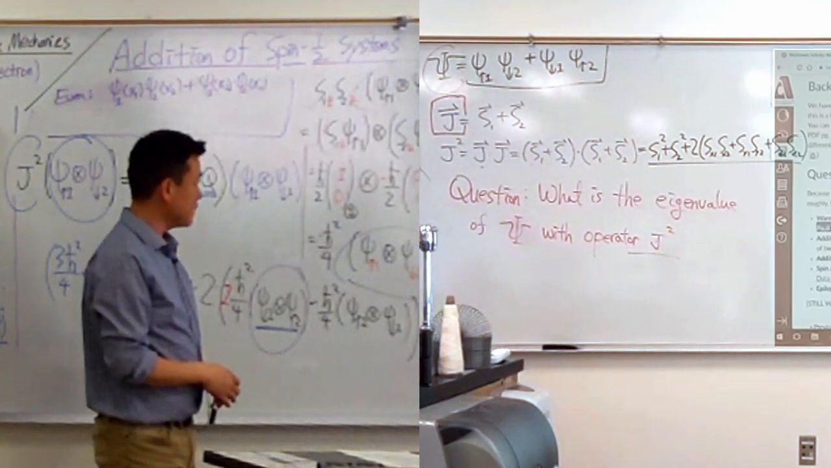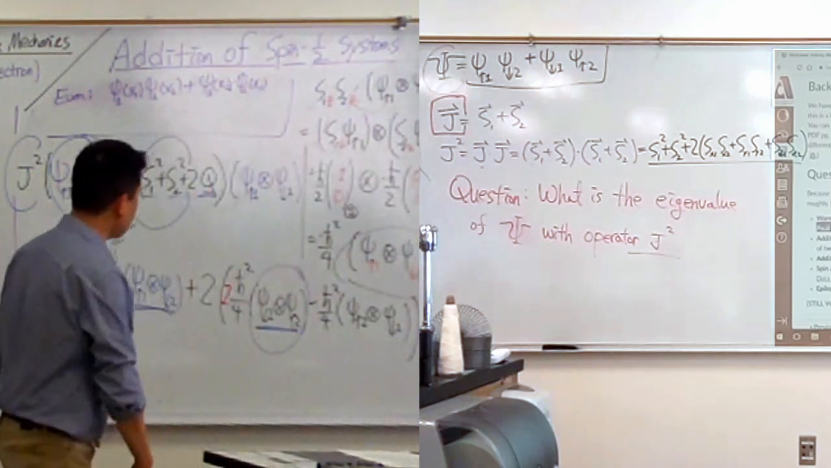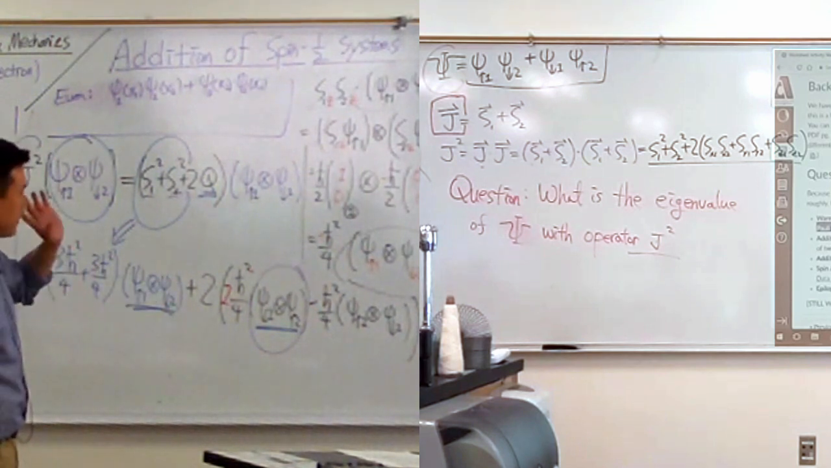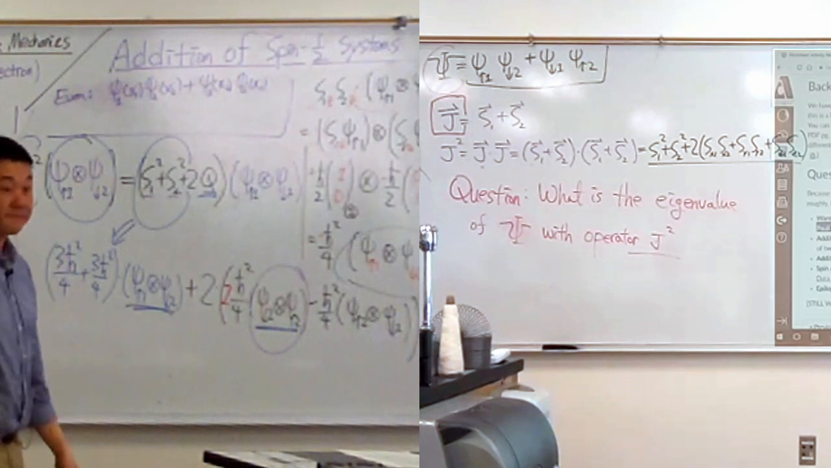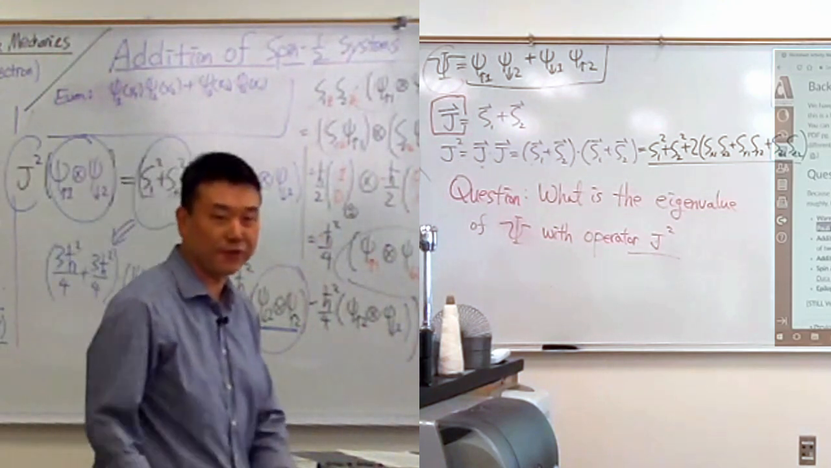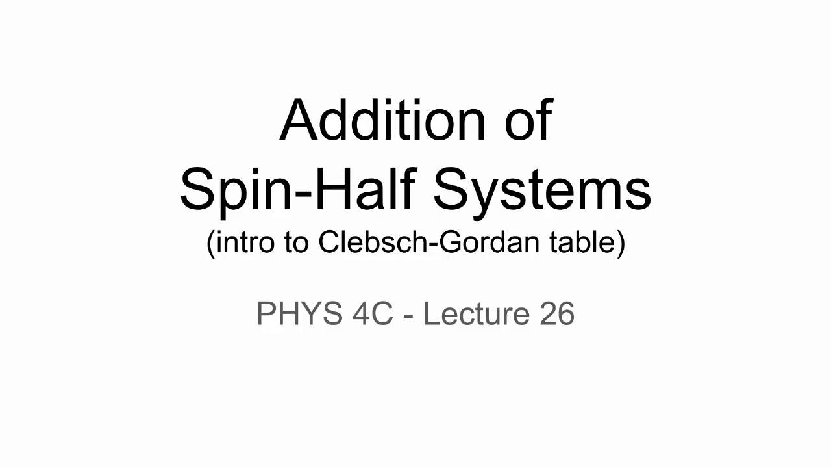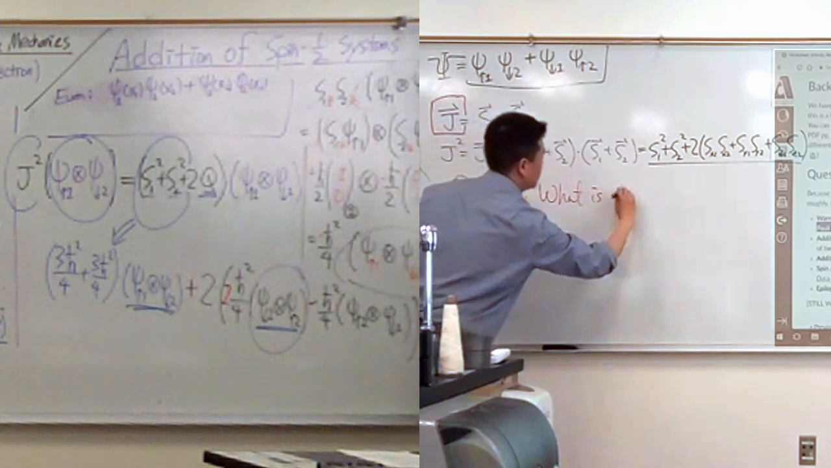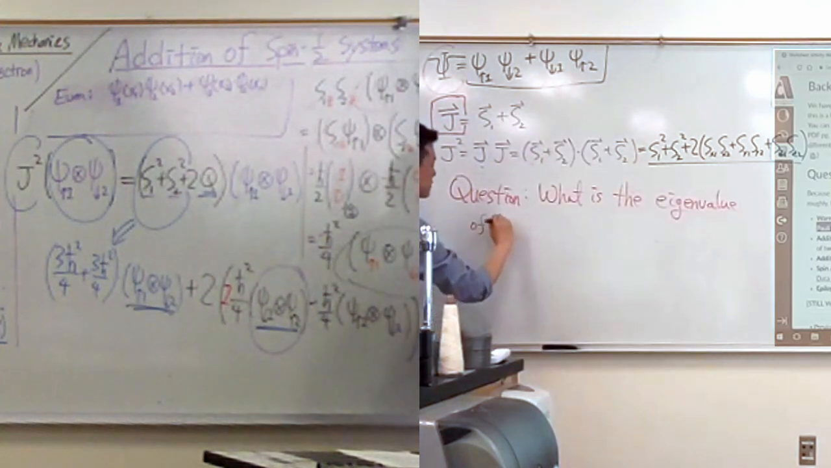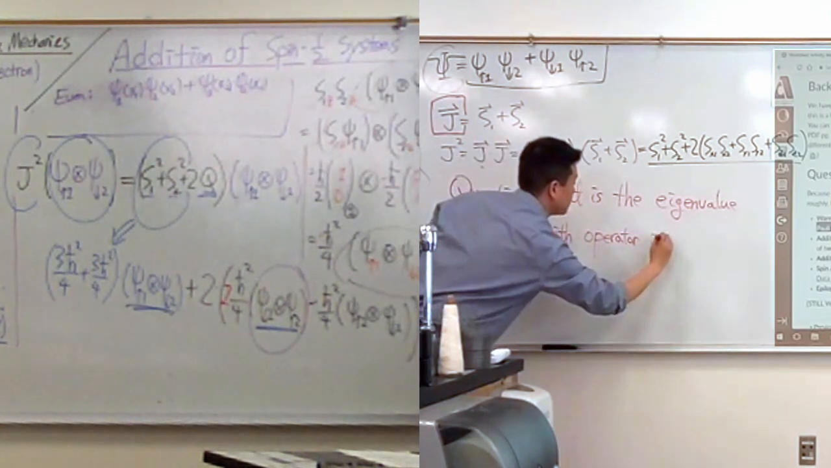It'll take some time because there's a lot of math to go through, so let me give you however much time, 10, 15 minutes. I'll be walking around, answering questions. And I happen to know the correct answer without doing the calculation, so I can check your answer when you find it. So the question is, what is the eigenvalue of psi with operator j squared?